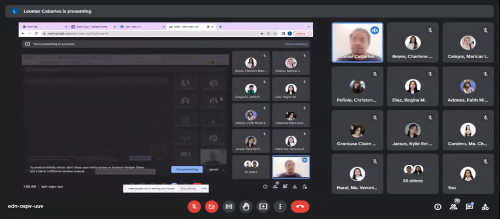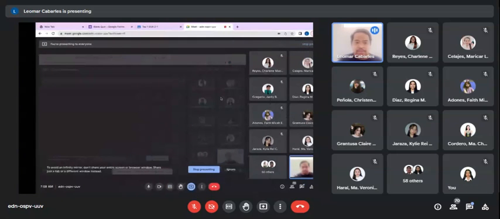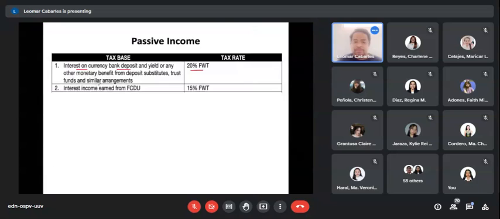Kung ikaw naman si Jollibee, yung 1,000 pesos na interest income mo dun from your bank deposit, you don't have to declare that on your ITR because that was already subjected to final withholding tax. Okay? So that's the system of final withholding tax. Okay? Okay, so next is interest income earned from FCDU.